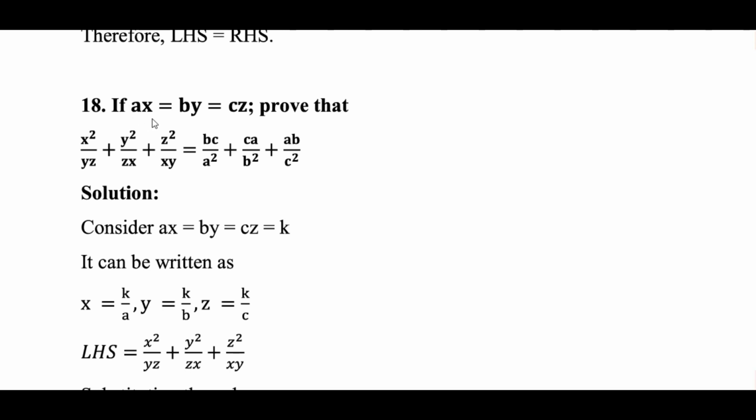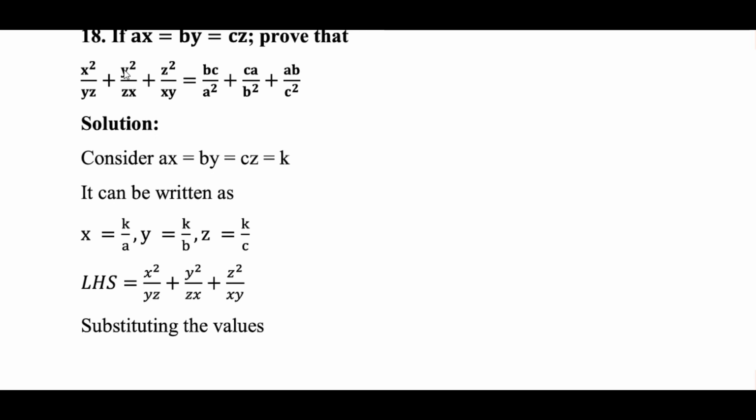If ax is equal to by is equal to cz, prove that x square by yz plus y square divided by zx plus z square divided by xy is equal to bc divided by a square plus ca divided by b square plus ab divided by c square. So how to do? Follow the same system.